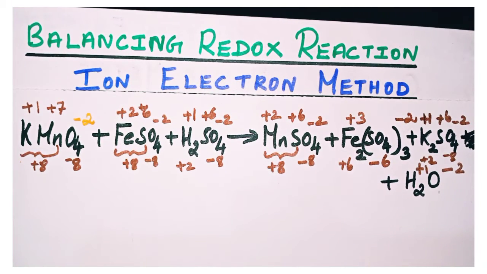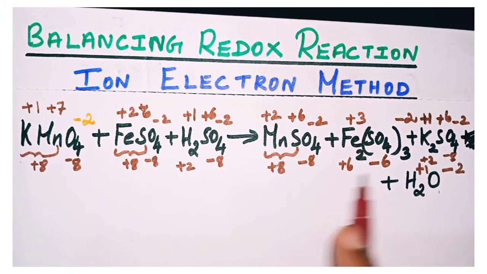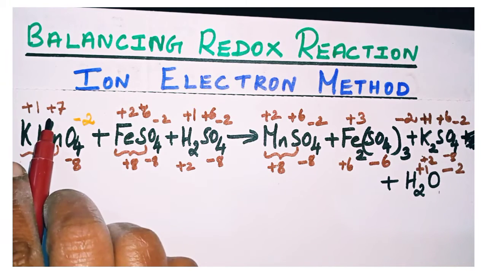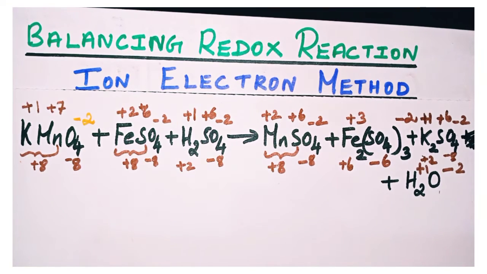Now in the second step, what should we do? We have to write the ionic form. But before writing the ionic form, we have to find which atom undergoes oxidation and reduction. So we have to check which atom has a change in oxidation number. Here potassium is +1 and on the other side it is again +1, so there is no change in oxidation state. Now manganese is +7 here, whereas on the right hand side manganese is +2. Yes, there is a change in the oxidation state. So for that reason we should mark it.